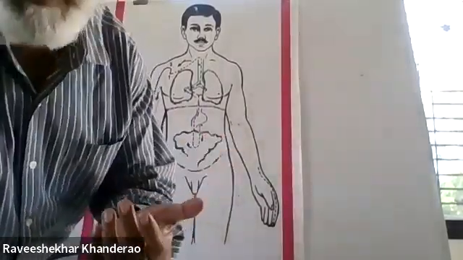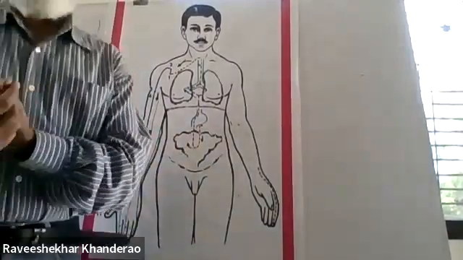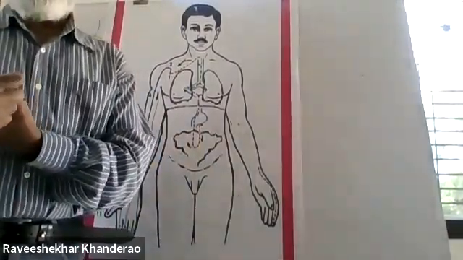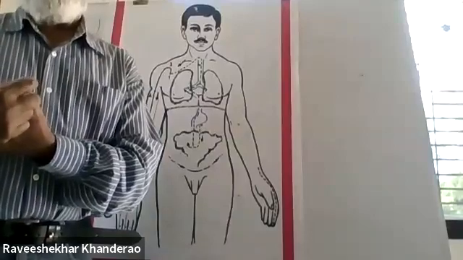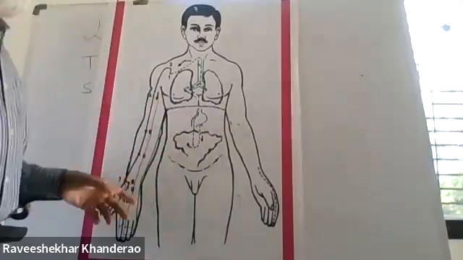Dr. Archana, please correct me if I am going wrong somewhere. Okay. So it is correct. It goes to the radial corner of the thumb. Okay. It ends over there.